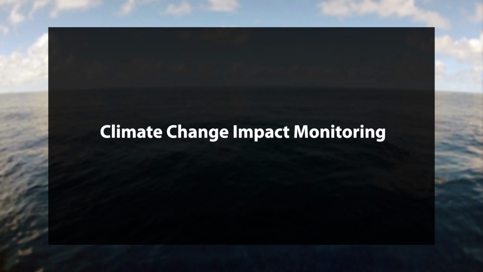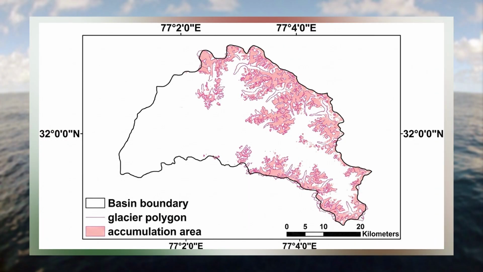The eighth one is climate change impact monitoring. So, multi-temporal satellite images are used to assess the glacial retreat, snow cover variation and vegetation shift at higher altitudes, for the evidence of climate induced change in hydrology and ecosystem dynamics.